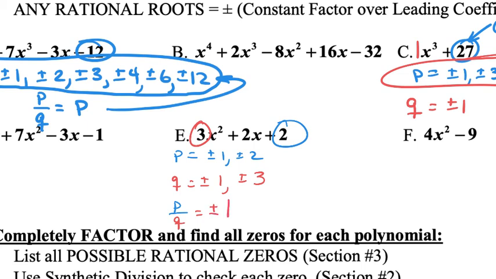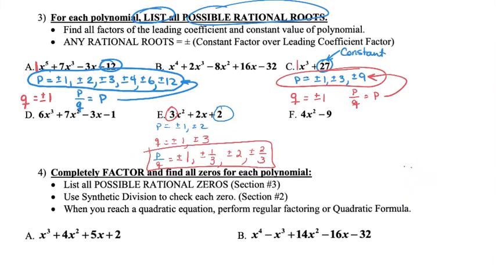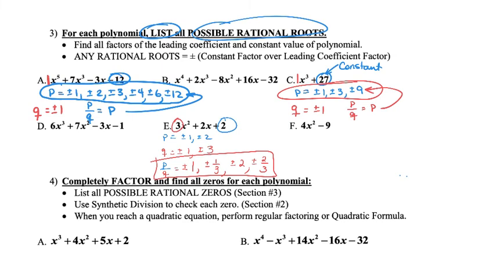It could be 1 over 3, which is 1/3. It could be 2 over 1, which is 2. Or it could be 2 over 3, which is 2/3. And so there's the possible rational solutions. And that's it. Okay, and then in another video, I'll show you how to do problems in type 4 here.